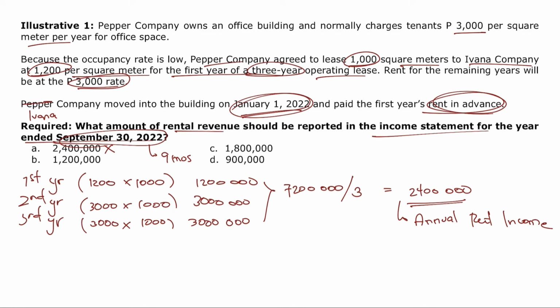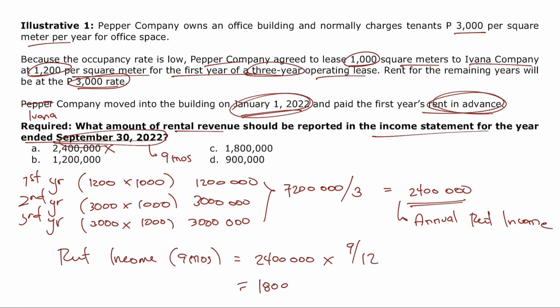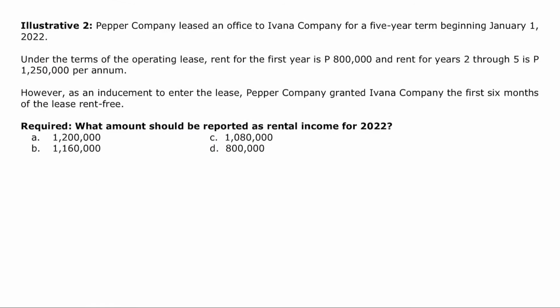So, ibig sabihin, rent income, no? Again, rent income for 9 months will now be equal to 2.4 million times 9 over 12, or this is equal to, magkano to guys? Magkano to? This is equal to 1.8 million. That is why problem number 1, Charlie, or 1.8 million, will be our final answer. Nagkakaintindihan ba tayo doon? Ngayon, punta tayo sa illustrative problem number 2.